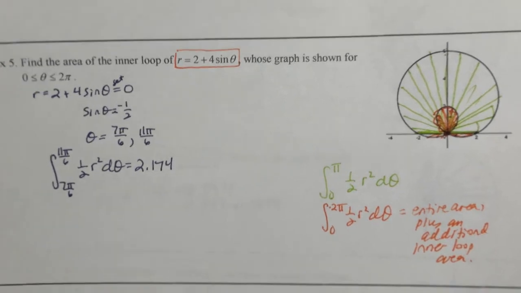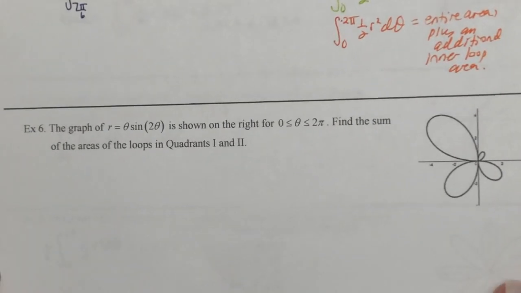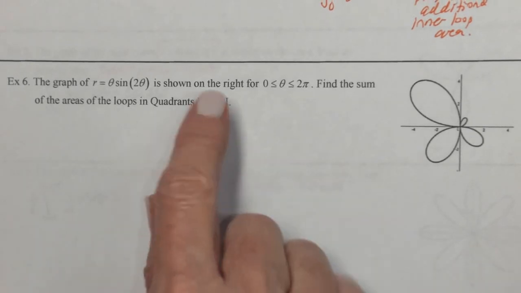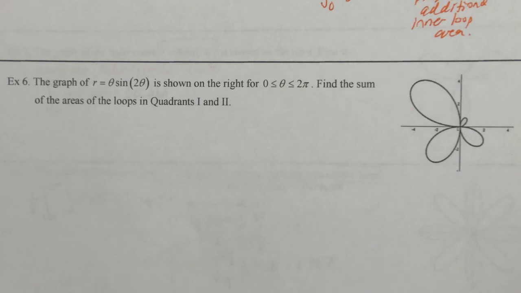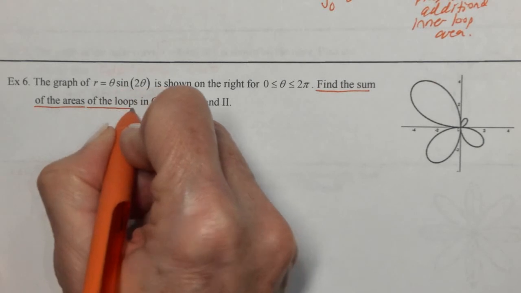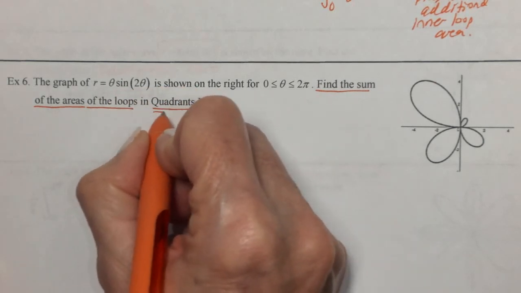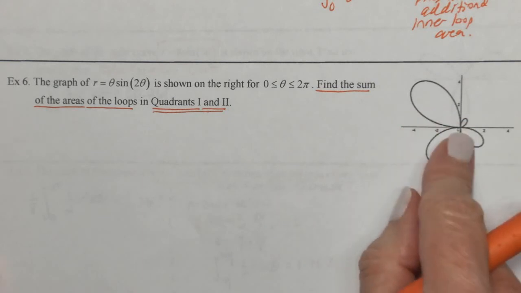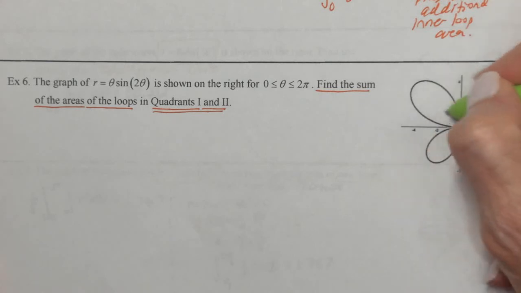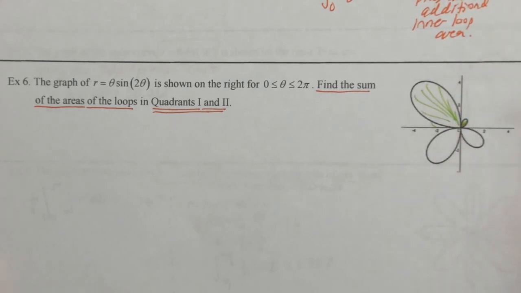All right. Number 6. The graph of r equals theta sine of 2 theta is shown on the right for 0 to 2 pi. Find the sum of the areas of the loops in quadrants 1 and 2. I can see the loops in quadrants 1 and 2, so I want to find the sum of these. That's what I want to find. So I need to find the theta values that bound those.